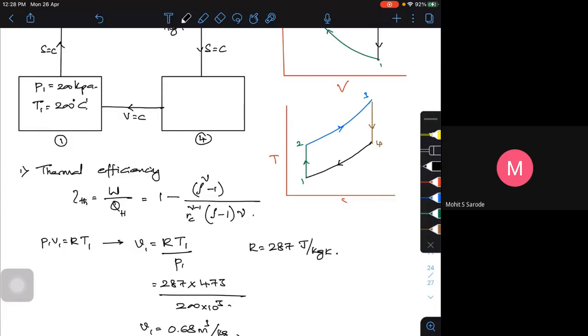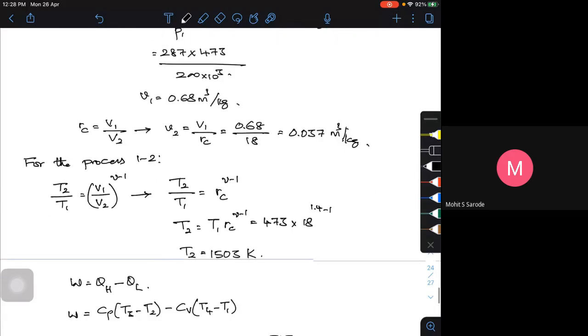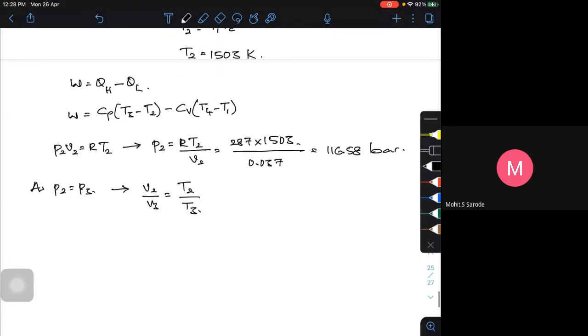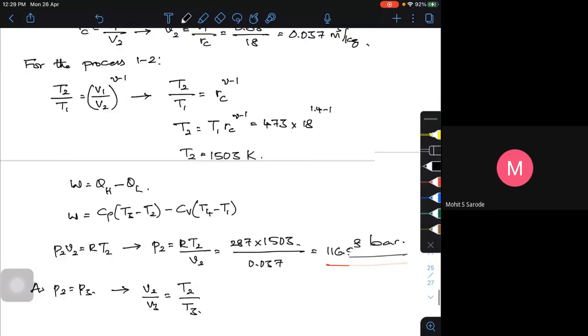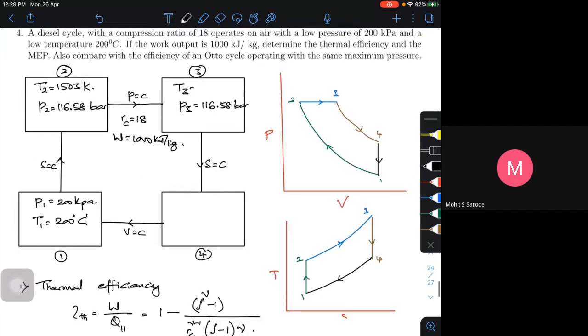V3 has to be found. This is my 116.58 bar. P2 is equal to P3. Therefore V2 by V3 is equal to T2 by T3. T2 is 1503. So if I go back and check for this temperature, what is the compression ratio?